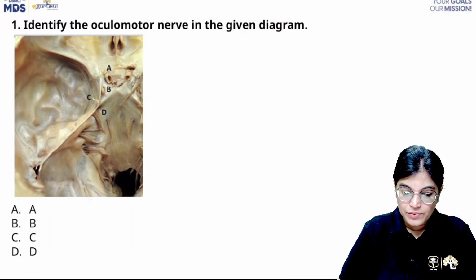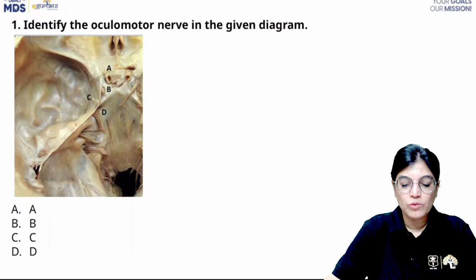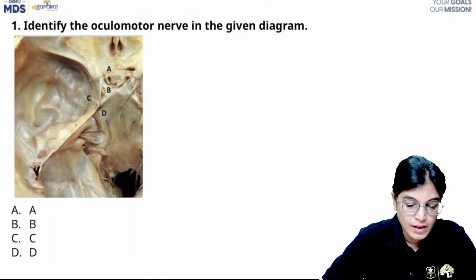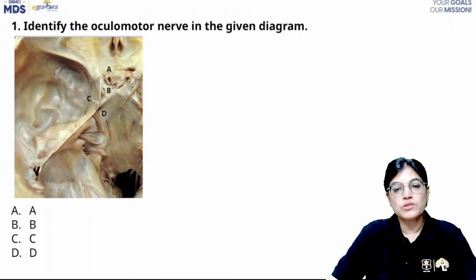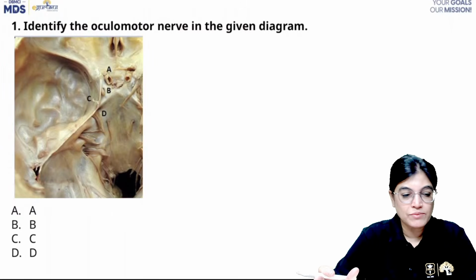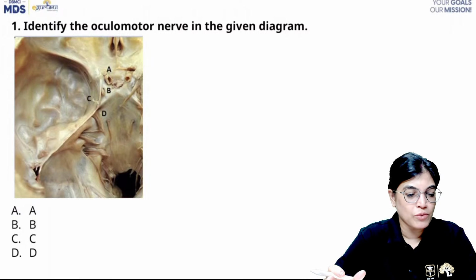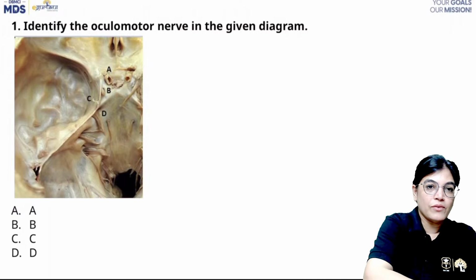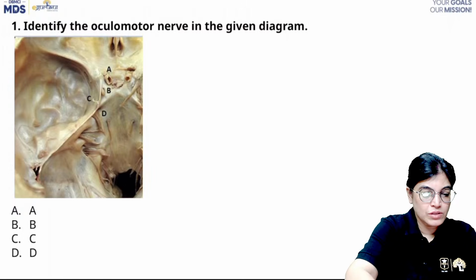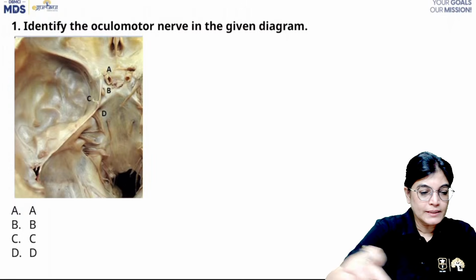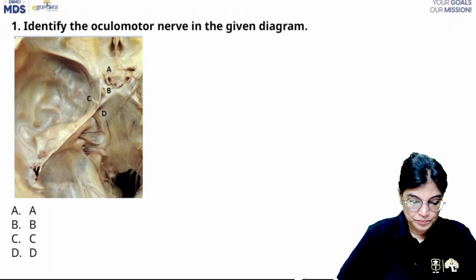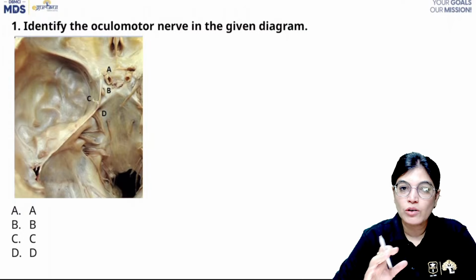So we will start with the first MCQ. Identify the oculomotor nerve in the given diagram. Image-based questions are many times asked in the INI-CET exam, so it's very important that you should be well aware of all the image-based MCQs. That is very, very important for you. In this MCQ, you have to identify the oculomotor nerve.